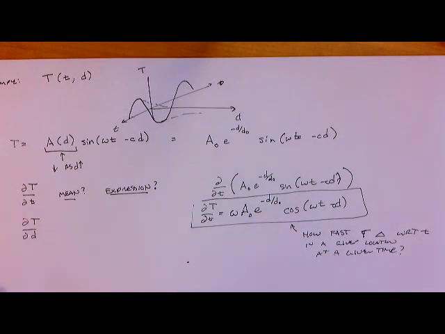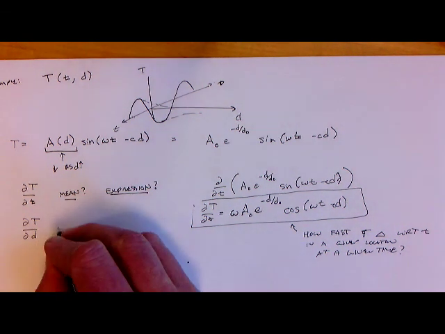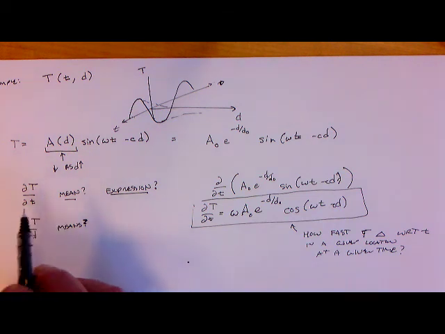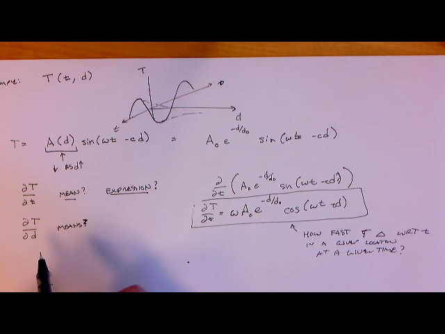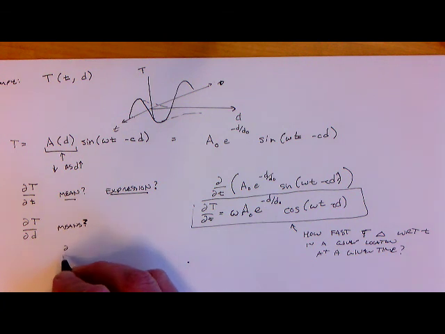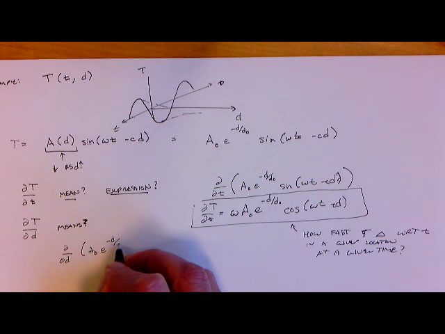Now we could do the same thing with respect to depth. If we think about what that means first, that means how fast would the temperature change if you were to change your location while keeping the time the same. So in other words, you're asking the question, what's the rate of change of temperature with respect to depth at a given time of the year, okay? And to evaluate that, we'll take the partial with respect to depth of a naught times e to the minus d over d naught sine and so on.